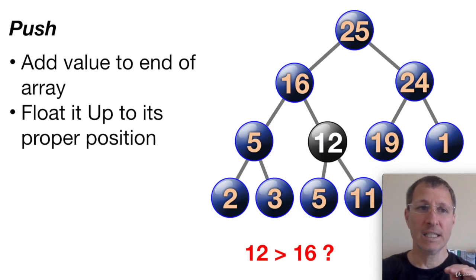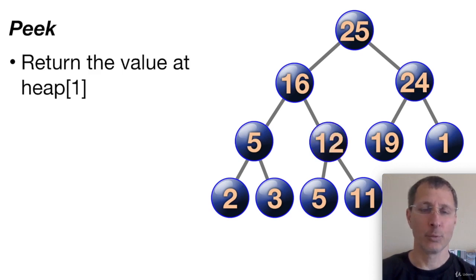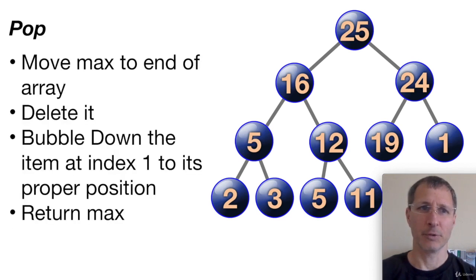So this is one of the key behind-the-scenes functions that we have to code, which is called float up or bubble up. When we add an item to the bottom of the tree, we need to be able to bubble it up to its correct position in the heap by comparing it to its parent nodes and then swapping. So we use that every time we do a push operation. Peek just returns the value at the top of the heap, okay, which is going to be heap of index number 1. And that's pretty straightforward.